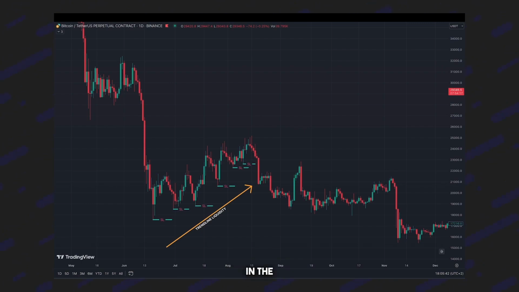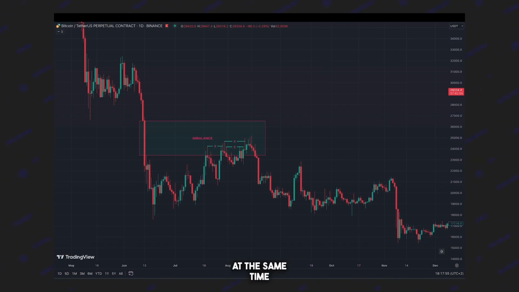What happened in the imbalance area? Here we see the manipulation of the highs. Time after time, the price was grabbing the liquidity behind these highs, knocking out the stops of uninformed market participants who tried to short early.